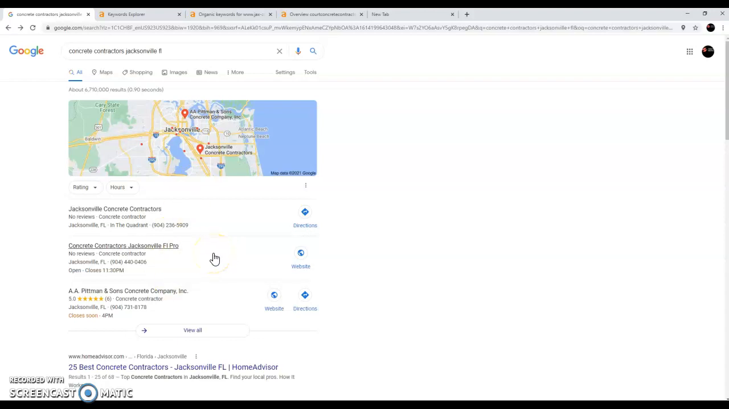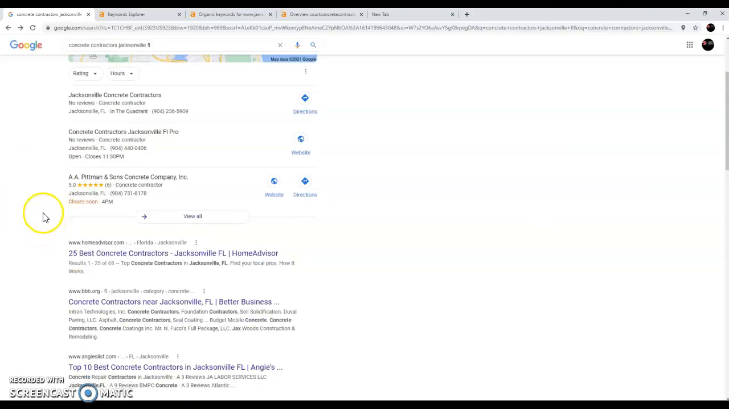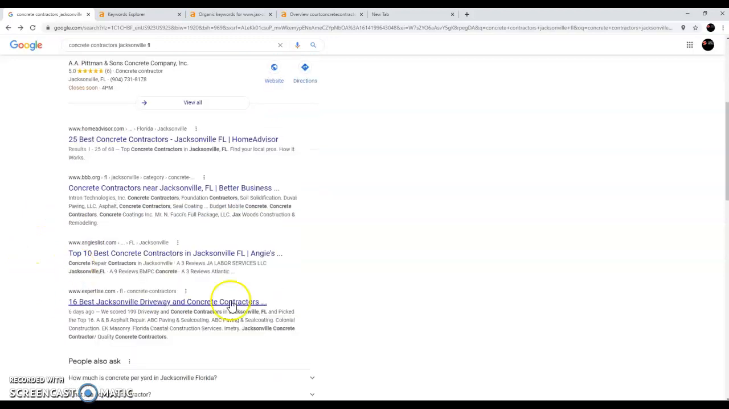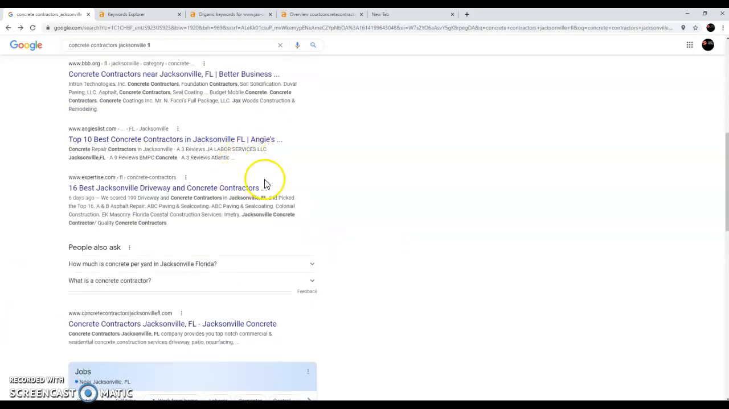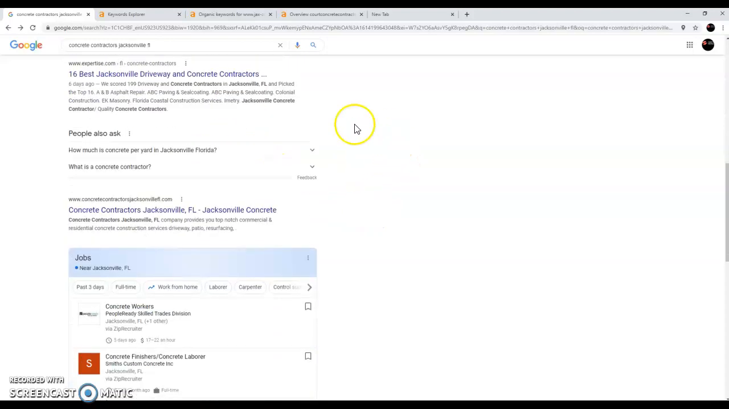There's also things to consider like photos in your profile, up-to-date information on the actual profile itself, and of course your five-star reviews. So if we go into this next part, which is the organic searches, this is what actually shows up when you type that in. We'll see Home Advisor shows up, Better Business, Angie's List, Expertise.com, and so on. Those are usually the first things that show up because they're such big websites. It's kind of hard to get past them sometimes.